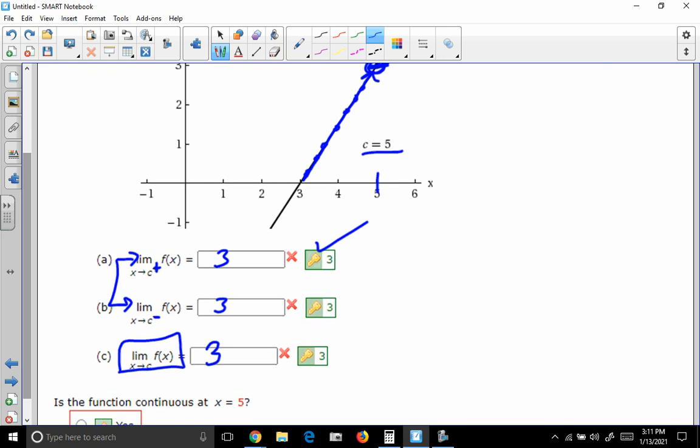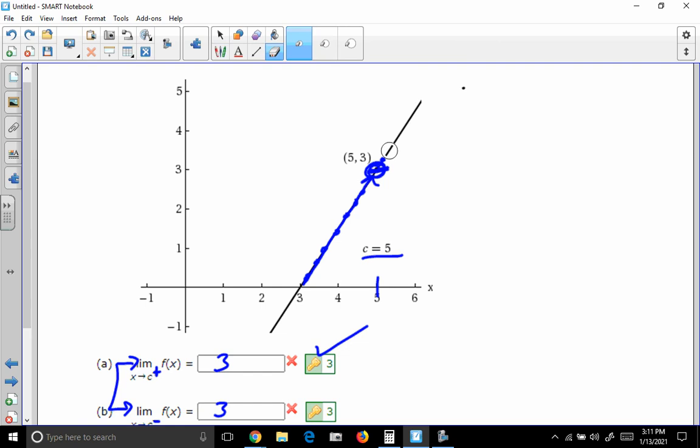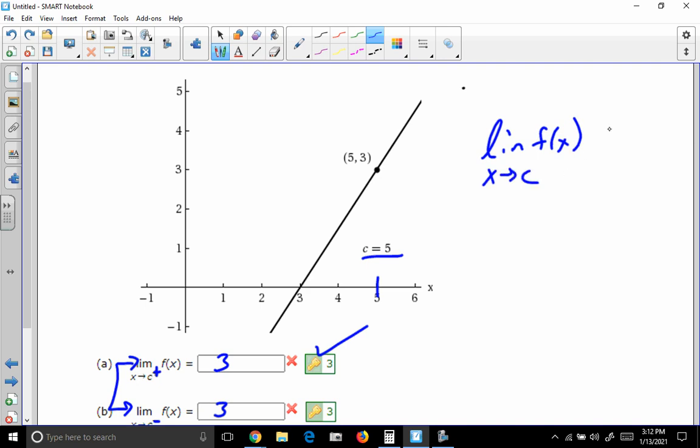Question: is the function continuous? So the definition of continuity says that we have to be approaching the same value from the left and the right. The limit has to exist. Let's list those. So the limit of the function as x approaches some value has to exist. So we've shown the limit exists. We're approaching the same value from the left and the right. The value of the function at that particular x value we're approaching must exist.